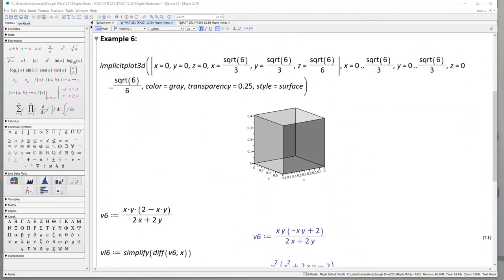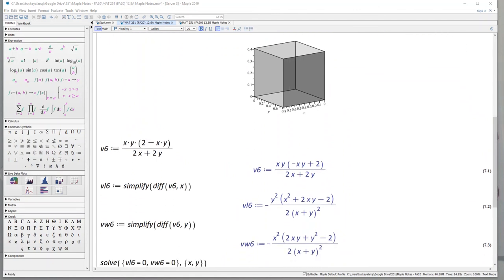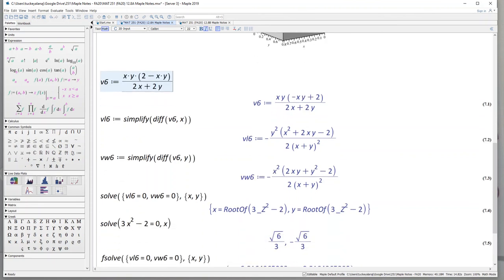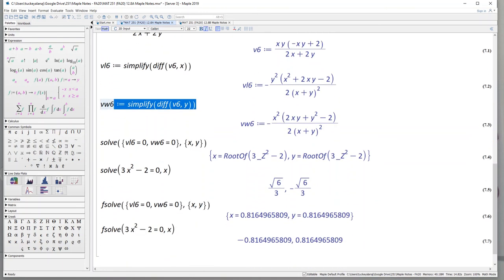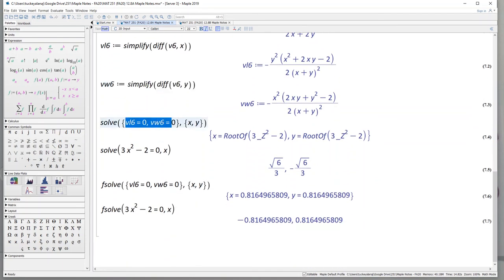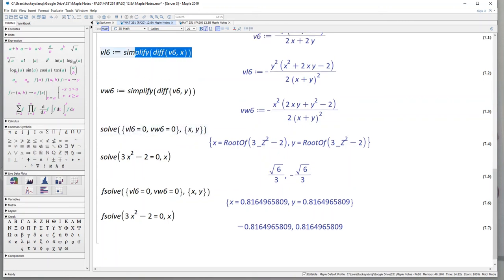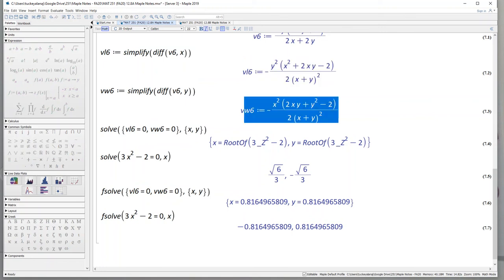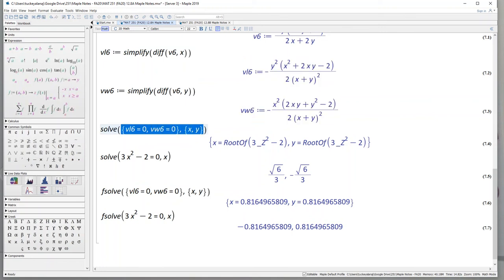All right, so here's the box right here. You can see I have the volume function defined right there, volume 6, V6, because it was problem number 6. And then I had it find the derivative with respect to x, the derivative with respect to y. There they are. And then I had it solve them when they were both equal to 0. So I said, take this function, which was Vx, and take this function, which is Vy, and solve them both equal to 0 simultaneously.